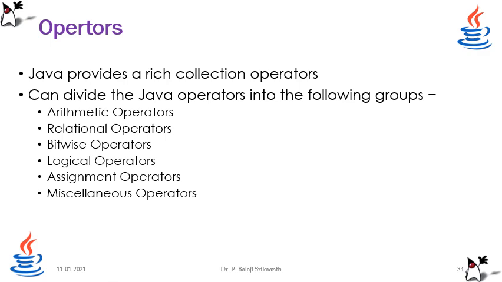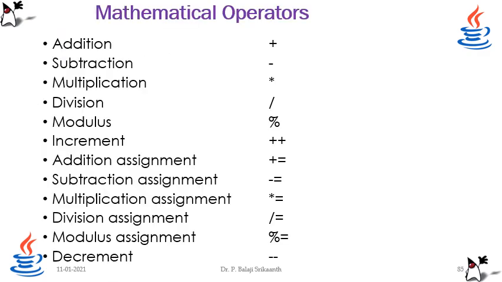Now let us take up the operators available in Java. Java provides a rich collection of operators. The operators could be divided into the following groups: arithmetic operators, relational operators, bitwise operators, logical operators, assignment operators, and miscellaneous operators. The mathematical operators are listed here: addition, subtraction, multiplication, division, modulus. Modulus means it gives a remainder.